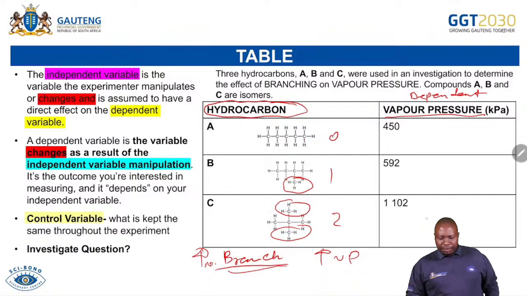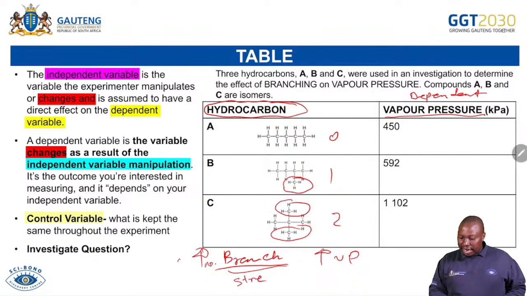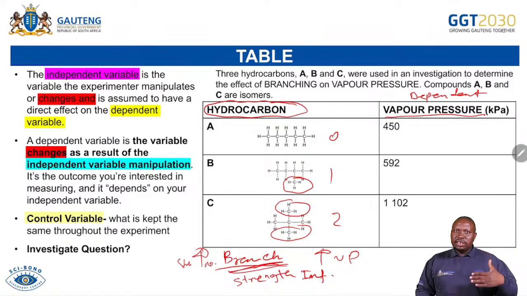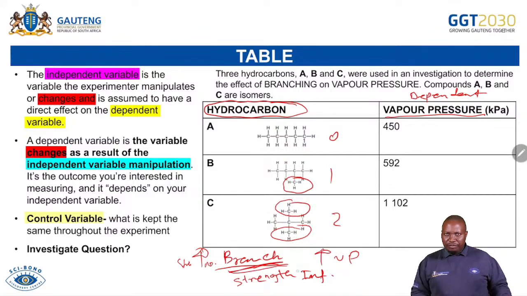What does that mean? The first thing is looking at the structure and saying what is different in the structure. You said it's the number of branches. So as the number of branches increases, what happens to the strength of intermolecular force? That is the second question you ask yourself. The first question is: what is changing, what is different between these structures? You say it's the number of branches. Now, what is the effect of the number of branches on the strength of intermolecular force?